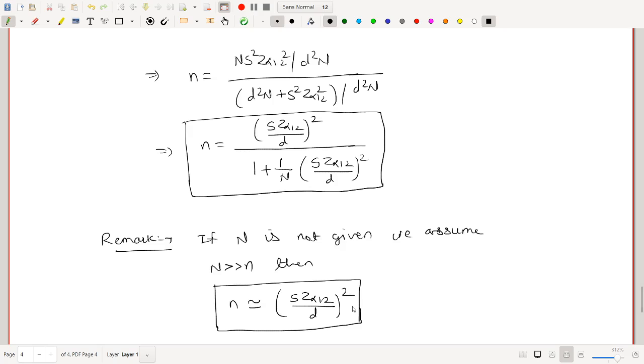So when we have to use SRSWR or SRSWOR and capital N is not given, we use this formula to calculate the sample size. Thank you.